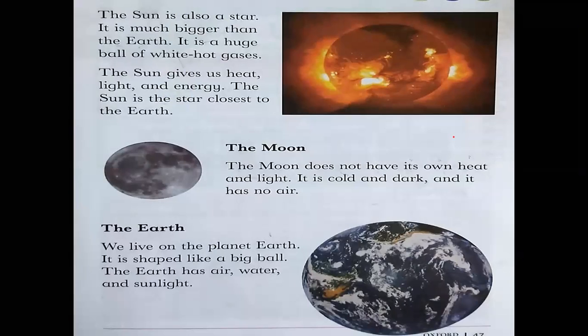Students, let us read more about the sun, moon, and earth. The sun is also a star. It is much bigger than the earth. It is a huge ball of white hot gases. The sun gives us heat, light, and energy. The sun is the star closest to the earth.